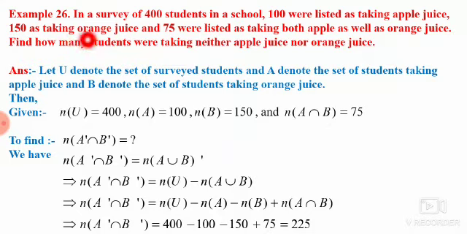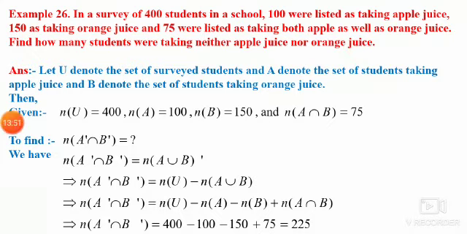Example number 26. In a survey of 400 students in a school, a company has done the survey of 400 students. Out of 400, 100 were listed as taking apple juice, 150 as taking orange juice, and 75 were listed as taking both apple as well as orange juice. We should find how many students were taking neither apple juice nor orange juice.